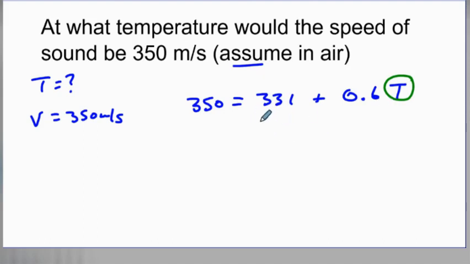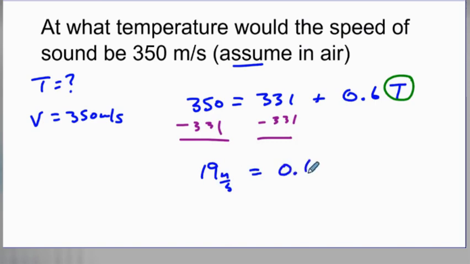Okay, a little bit of algebra. I think the first thing I'll do here is get rid of this 331. Now I have 19 meters per second equals, let's slow down a little bit here, 0.6 T.